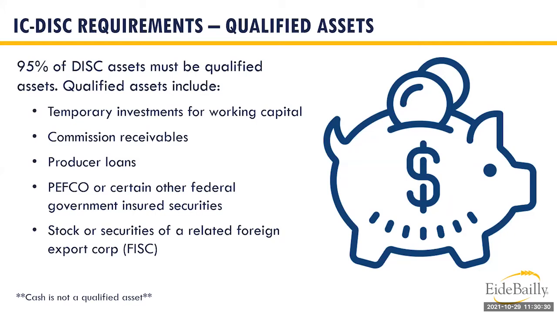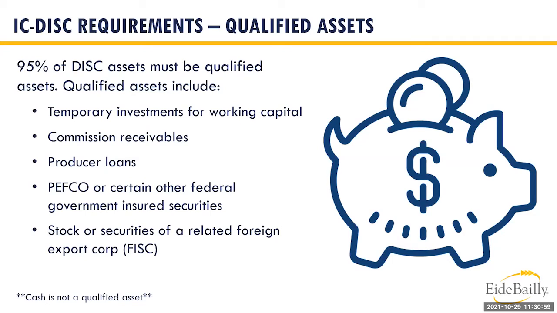The last requirement, we talked about the eligible corporation and the qualified receipts. The last requirement is the qualified asset requirement. So 95% of the IC DISC assets have to be qualified assets. There's a list here of some common qualified assets, but the assets that you'll typically see on an IC DISC balance sheet is your cash account and then a commission receivable.